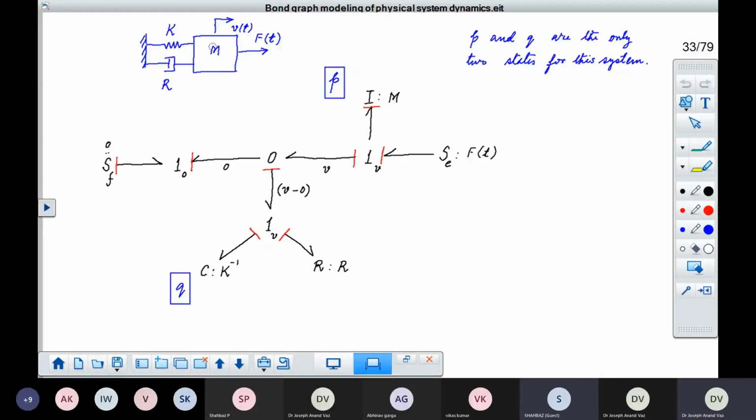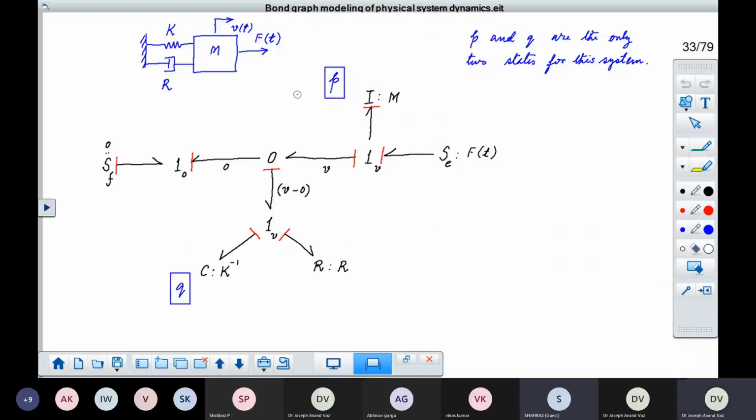We can then take a one junction here representing the motion of the mass, that is v, velocity. So flow is the variable associated with this one junction, and all bonds connected to it will have the same flow because it's a common flow junction. It's a one junction.